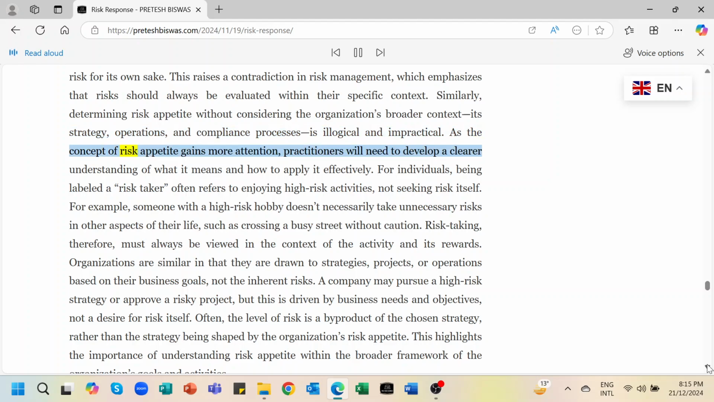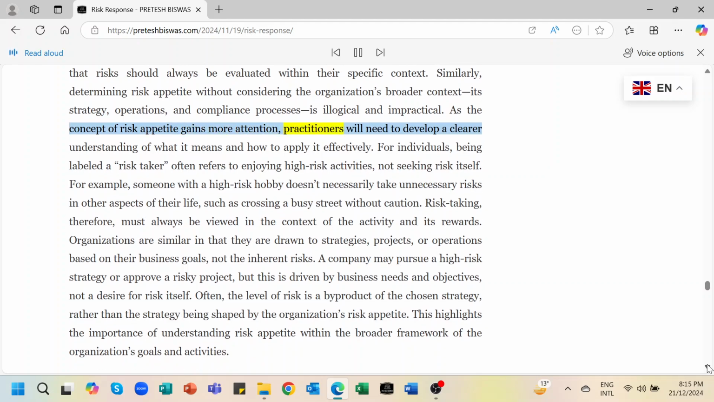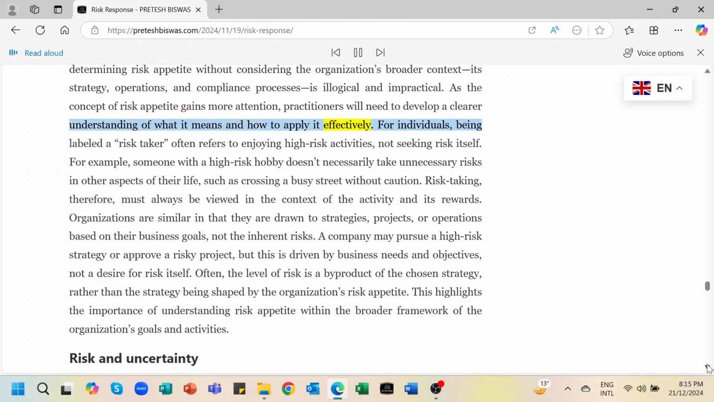As the concept of risk appetite gains more attention, practitioners will need to develop a clearer understanding of what it means and how to apply it effectively. For individuals, being labeled a risk taker often refers to enjoying high-risk activities, not seeking risk itself. For example, someone with a high-risk hobby doesn't necessarily take unnecessary risks in other aspects of their life, such as crossing a busy street without caution.